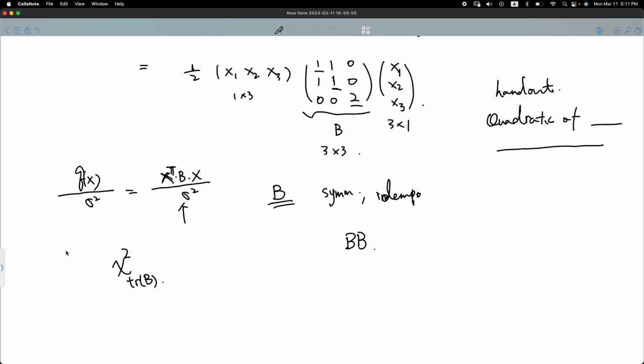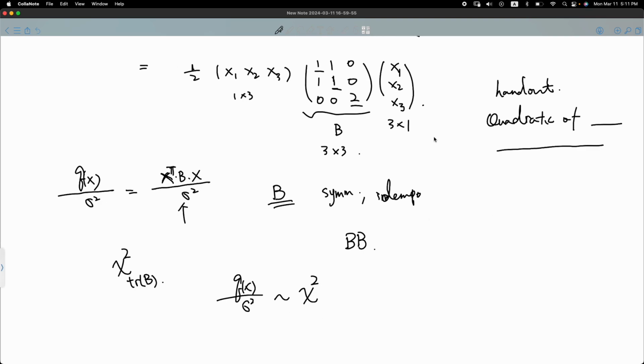So, and also when X is following a normal, maybe I just not comment too much. Just take a look at the theorems that you guys derive or prove in the lecture notes. And then we can use that theorem to claim that this Q of X over sigma square is following a chi-square, and then trace of B.